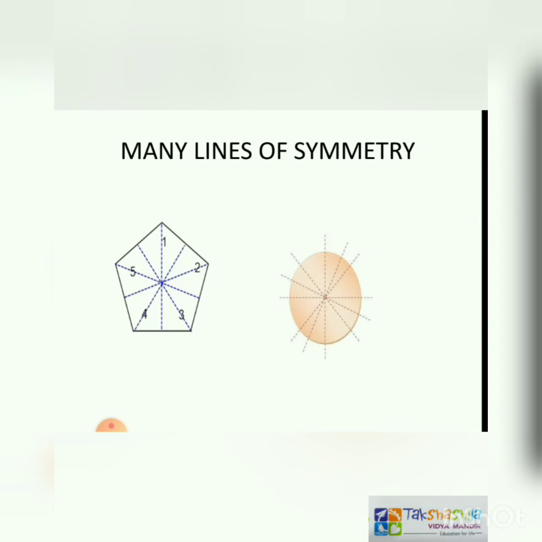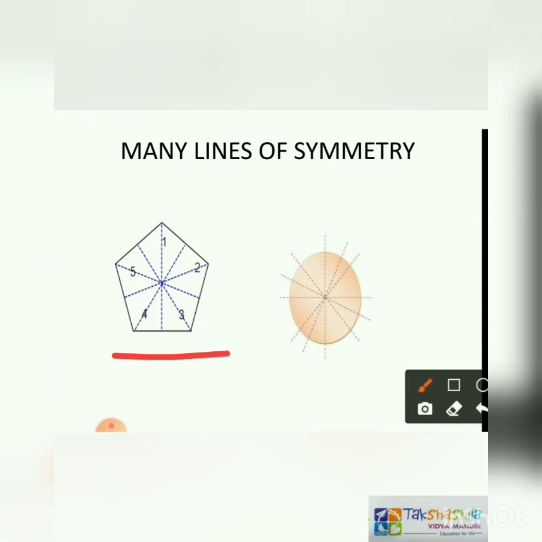See the first image, it is a pentagon. How many sides does a pentagon have? Yes, a pentagon has 5 sides. So here they have drawn 5 lines of symmetry. And here it is a circle diagram. As you know very well, a circle has infinite lines, so we can't write how many lines of symmetry there are for a circle. So it has infinite lines of symmetry.